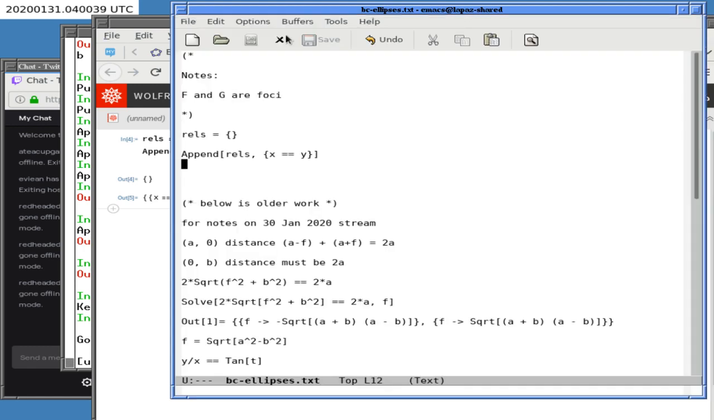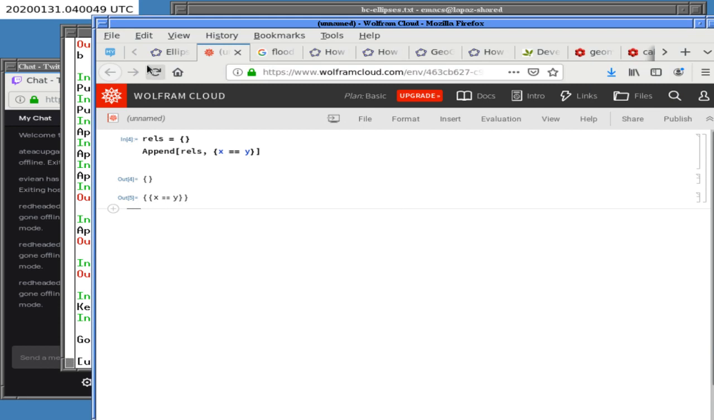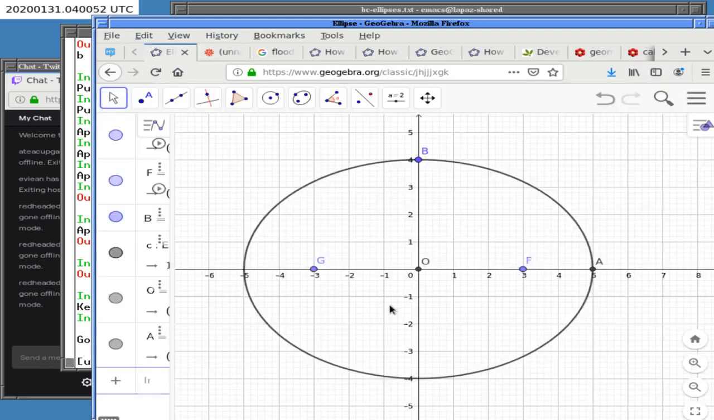So what we're going to do here, though, is append rels one at a time, and we're actually going to make some sense out of the relations that we're adding. So this is all the relations that are true of this diagram, with occasionally extra information like F and G are focuses. I don't think we need to mention A and B are the semi-major and semi-minor axes. Now instead of putting in all these silly arrows, we can say things like len OF to mean the length of OF, len OG to mean the length of OG, and so forth and so on.